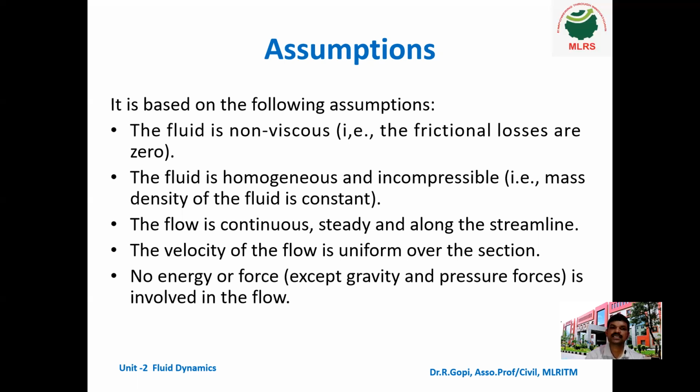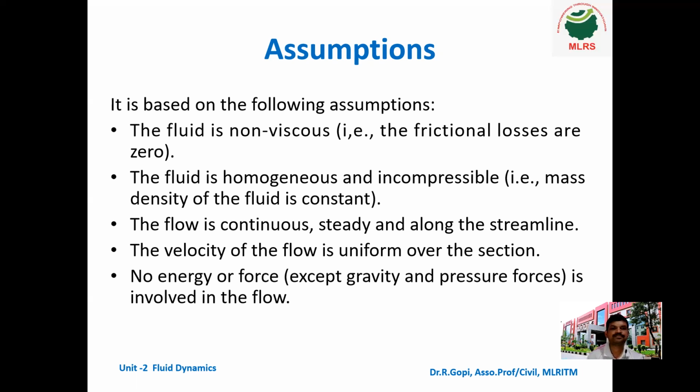The flow is continuous, steady, and along the streamline. A streamline is a line, so the flow is going along the streamline. Consider it as an axis, so it will flow along the axis. Also, the flow is steady flow.